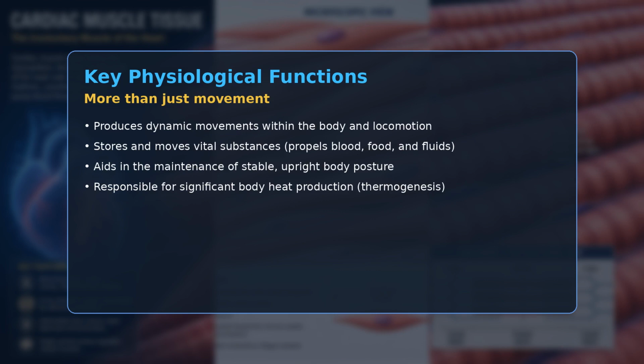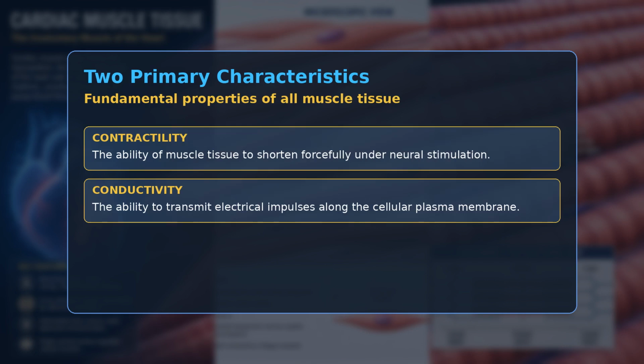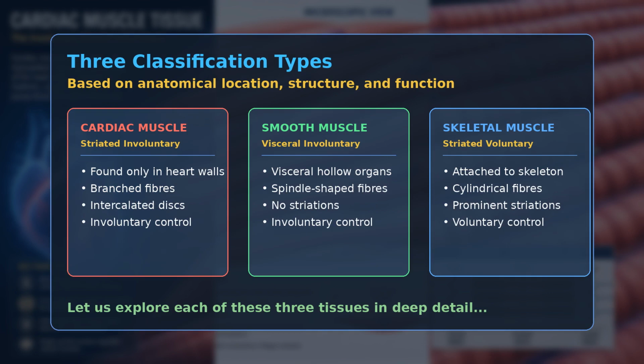Beyond simply enabling body movements, muscular tissue serves essential functions. It stores and moves substances throughout the body, maintains upright posture, and generates vital body heat. The two fundamental characteristics of all muscle tissue are contractility, the ability to shorten forcefully, and conductivity, the ability to transmit electrical impulses. Based on anatomical location, structure, and functional properties, muscular tissue is classified into three distinct types: cardiac muscle, smooth muscle, and skeletal muscle. Let us explore each of these in detail.